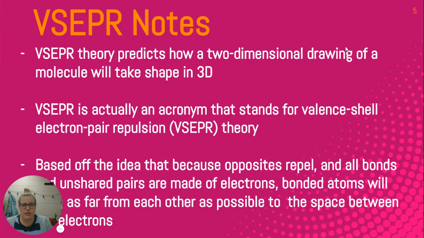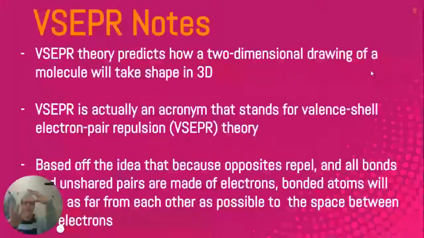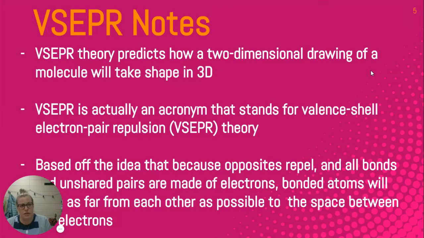Now, VSEPR actually stands for valence shell electron pair repulsion theory. And if you think about the words that make it up, valence shell electrons are the electrons that participate in bonding and that we draw in our Lewis structures. And repulsion means pushing away. So the fundamental piece about VSEPR theory is that the shapes that we see are caused by the repulsions of all of those electrons and how they intermingle with each other.